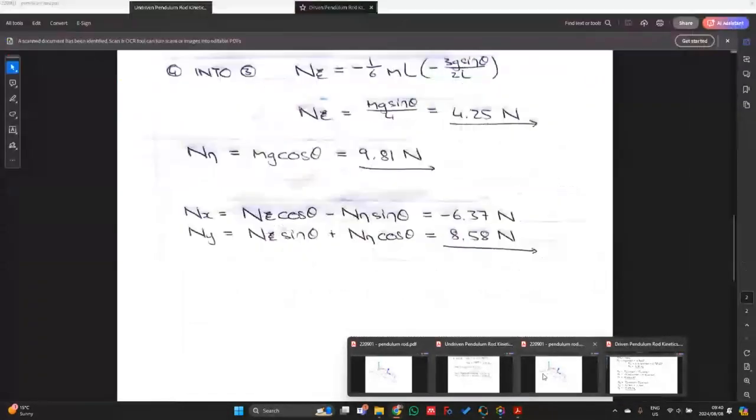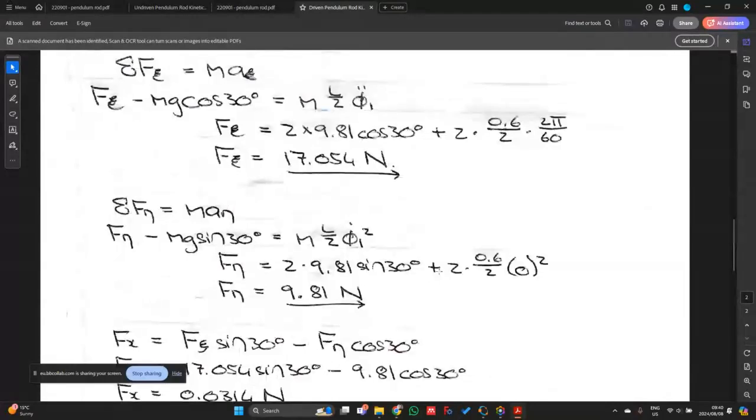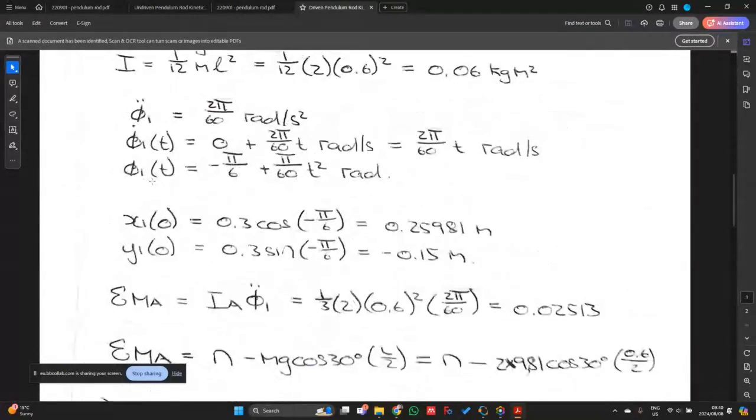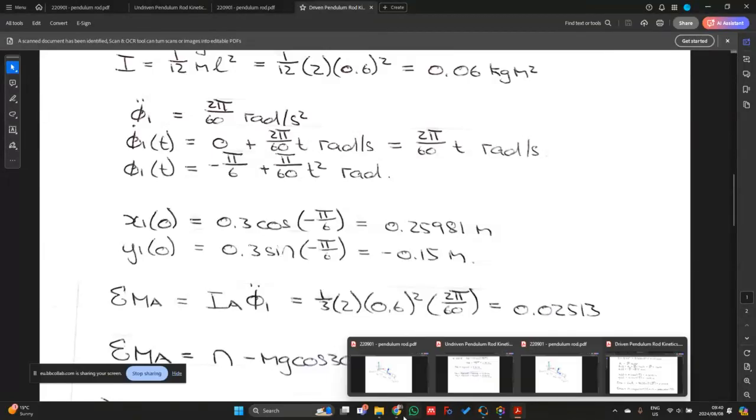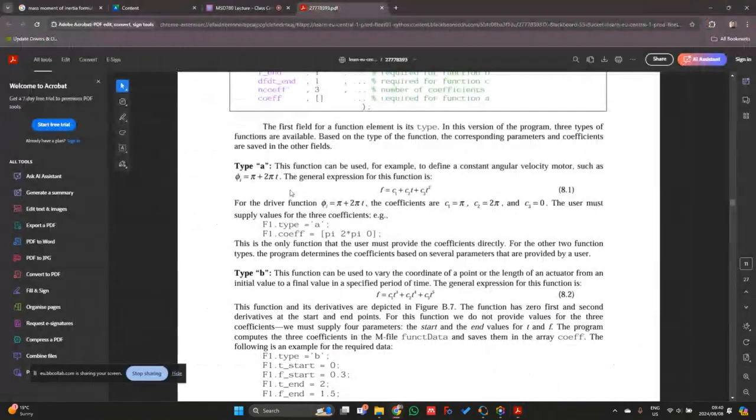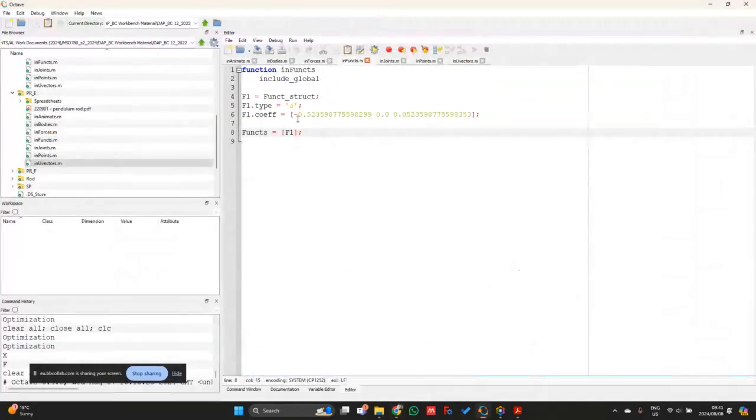If I go back to the calculations that we did for this problem, you'll see that for phi1 as a function of t, so this is the function that we need to specify, we have a constant plus 0 times t plus pi over 60 times t squared. So what we essentially have over here is a type A function. And for that, we just have to specify the type, and we have to give the coefficients in as well. So the coefficients will simply be C1, C2, C3, and we're going to separate them just by a space over here. Okay, so that's exactly what we did over here.